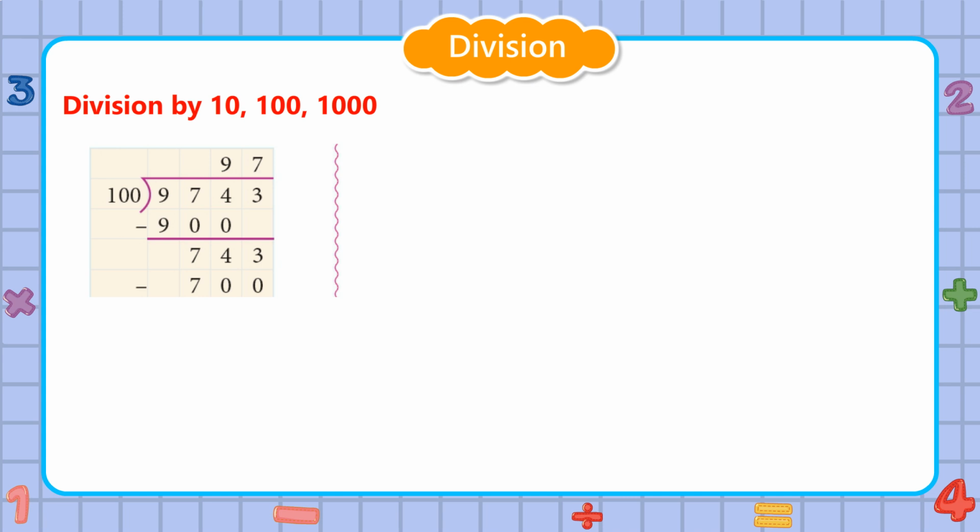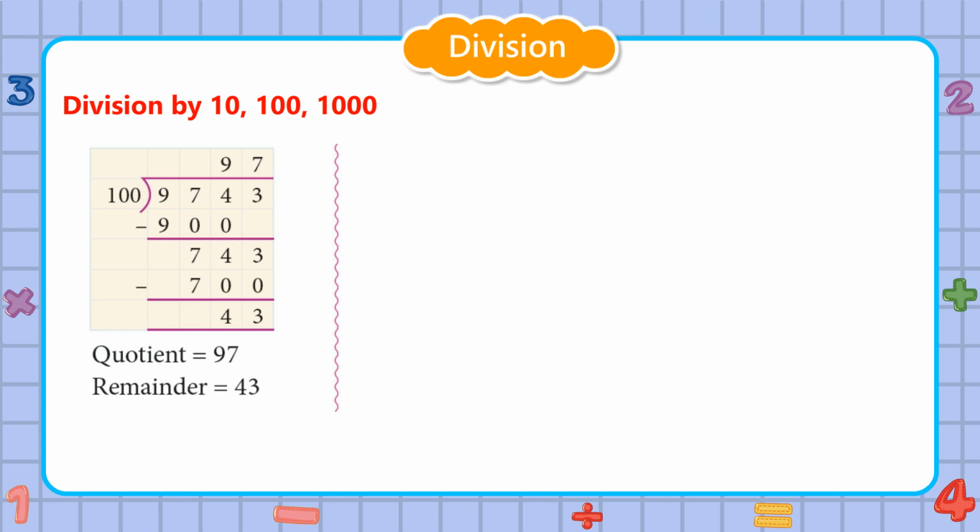Now, 100 nines are 900. 974 minus 900 is 74. Bring down 3. 100 sevens are 700. 743 minus 700 is 43. So, quotient is equal to 97 and remainder is equal to 43.